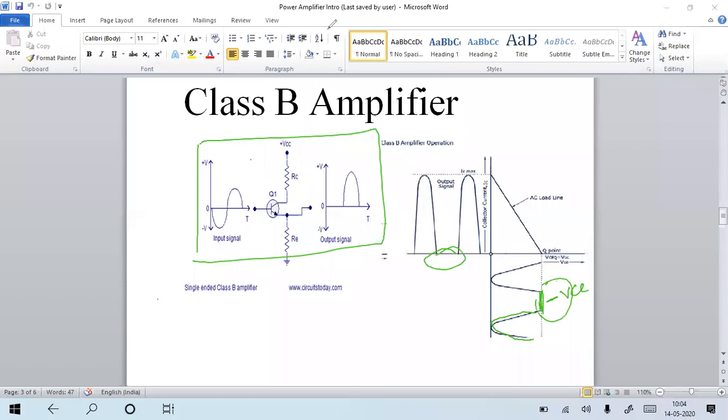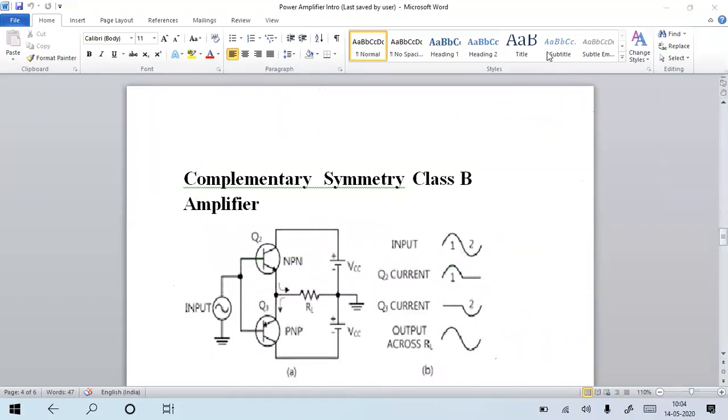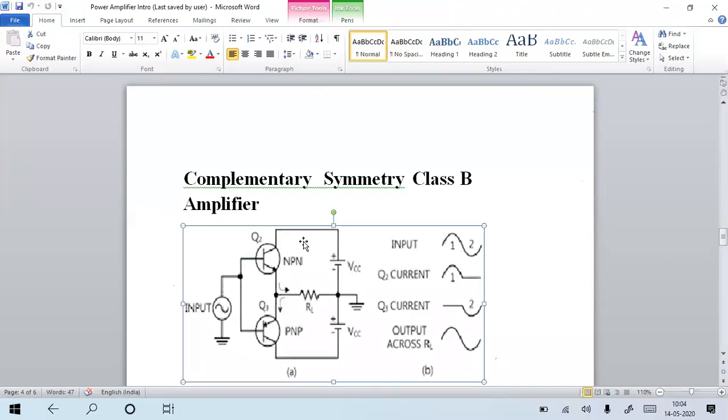So for that, one more technique we are going for. That is what? Complementary symmetry class B amplifier. That means here we are using two circuits. We are connecting the two circuits. One circuit consists of an NPN transistor. One more circuit consists of a PNP transistor. Correct? Because we know that if I connect the NPN transistor, it will retain only the positive signal at the output side. Same, there is no difference. Two circuits I am connecting.